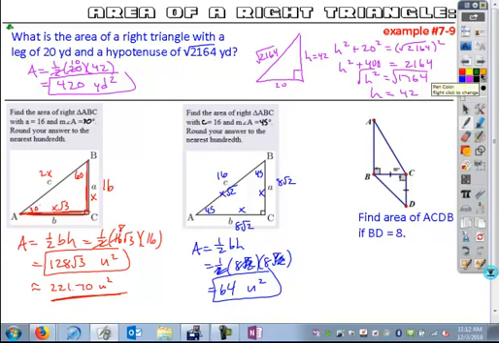This incorporates both a 30-60-90 triangle, which I can tell from this angle and the right angle. I have a 30-60-90, and then because these two sides are equal, I also have this isosceles right, or 45-45-90 triangle. And so if I'm told that BD is 8, I can use the properties of those two special triangles to fill in the remaining pieces.